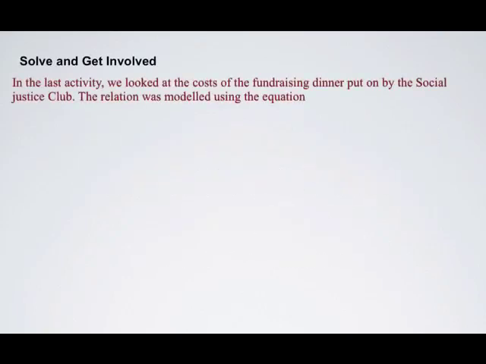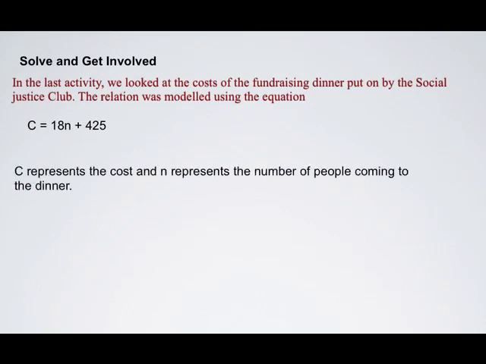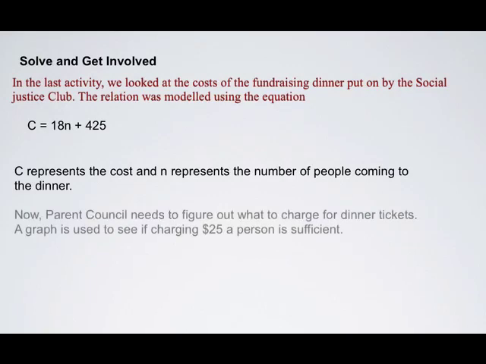Solve and get involved. In the last activity, we looked at the costs of the fundraising dinner put on by the Social Justice Club. The relation was modeled using the equation C is equal to 18N plus $425, where C represents the cost and N represents the number of people coming to the dinner. Now, a parents' council needs to figure out what to charge for dinner tickets. A graph is used to see if charging $25 a person is sufficient.